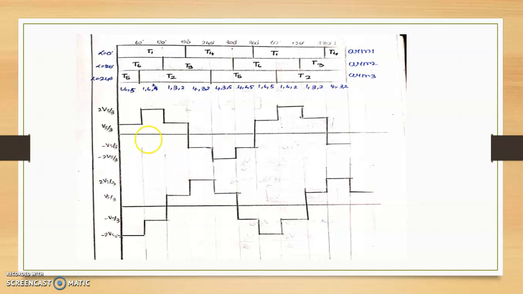And this will be your 3-phase output waveform which is given to your machine. Here this one will be the phase 1 waveform, that is VA0, and this one will be VB0. Likewise the third one will be VC0.